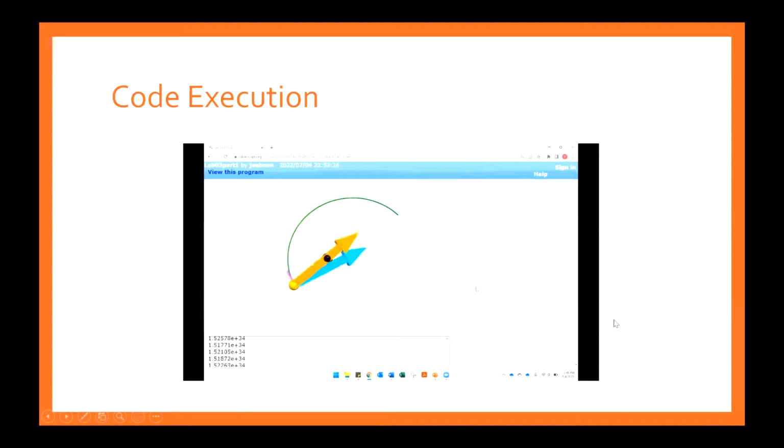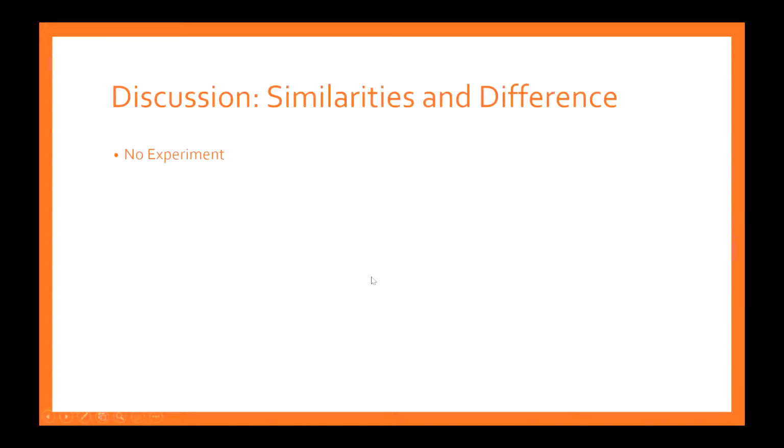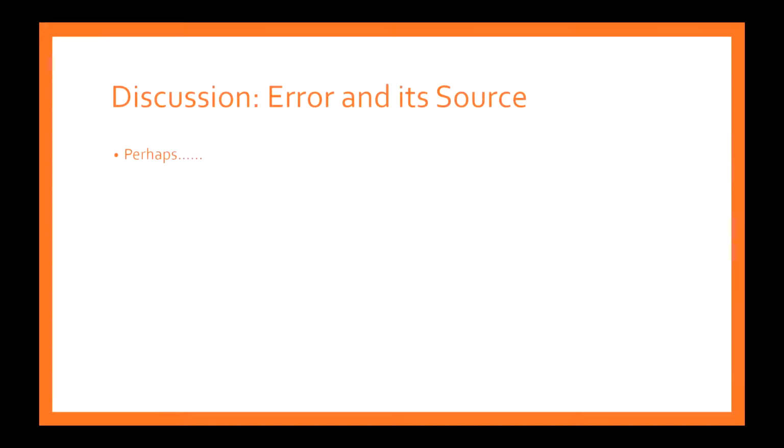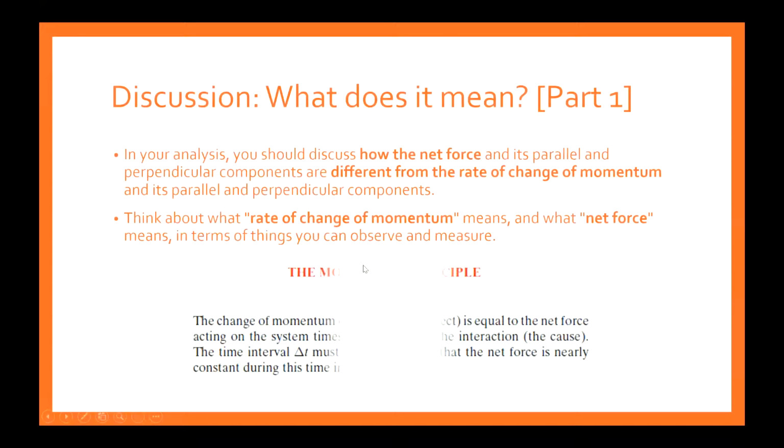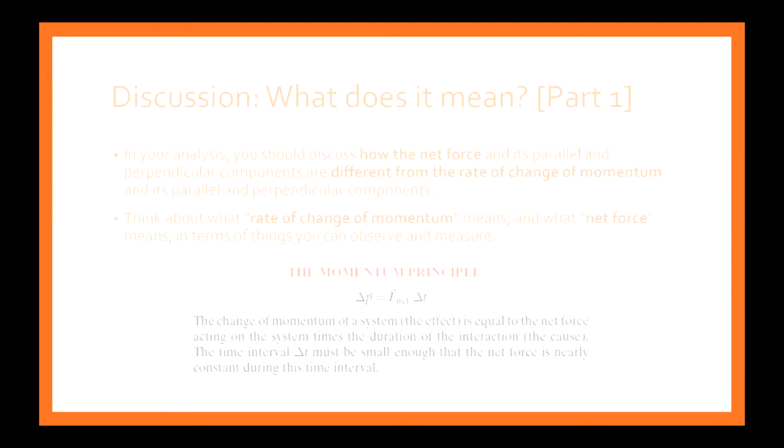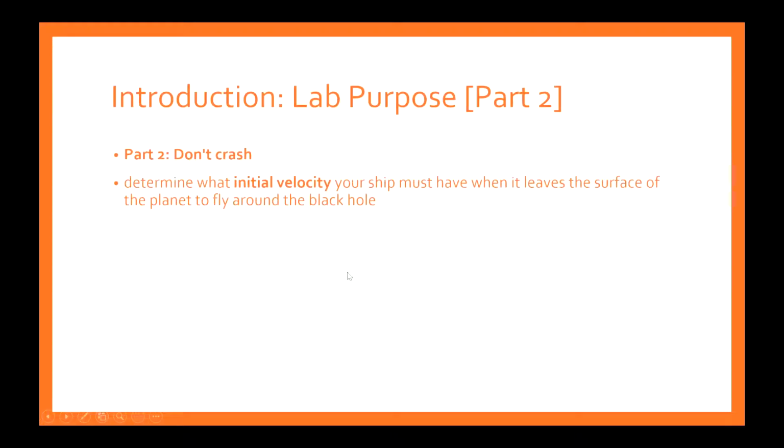As you can see, the orange arrow is the force, and the other two are the parallel and perpendicular components. No experiments again. There are no such similarities and differences. Error, I cannot see any error in there. Again, the what does it mean question: there's no difference. The net force and the rate of change of momentum are just the same by the definition of Newton's second law.